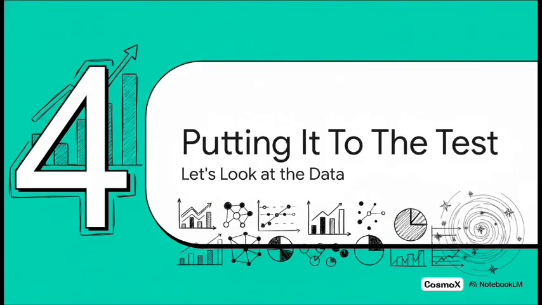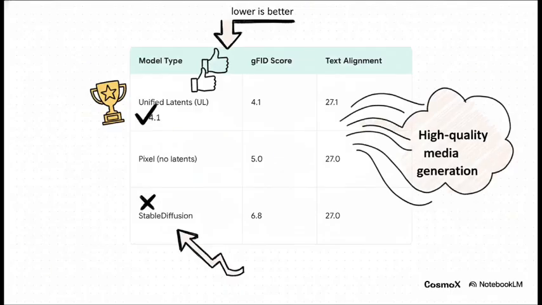So, that all sounds great in theory, but the proof is in the pudding. Does it actually perform any better? Let's take a look at the data. And wow, the numbers here really tell the story. Let's look at that FID score. It measures image quality, and for this, lower is better. Unified Latents gets a 4.1. That blows past models trained directly on pixels. And get this, it's way better than a super popular model like Stable Diffusion, which comes in at 6.8.